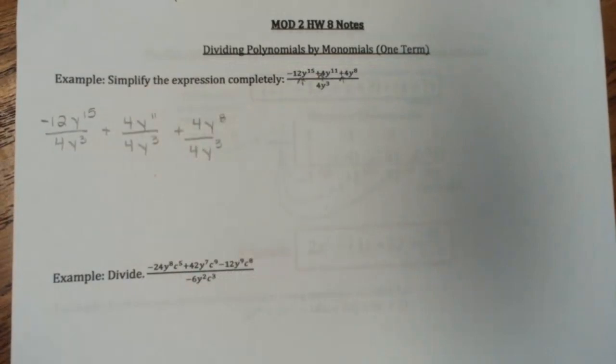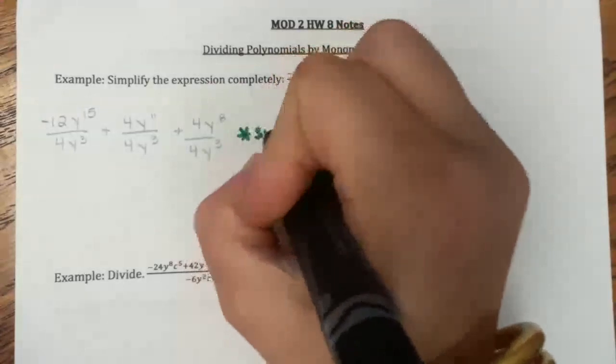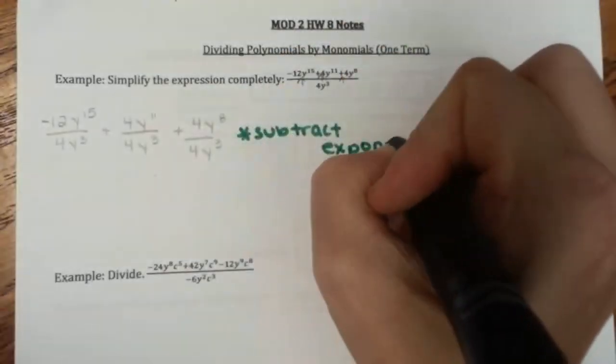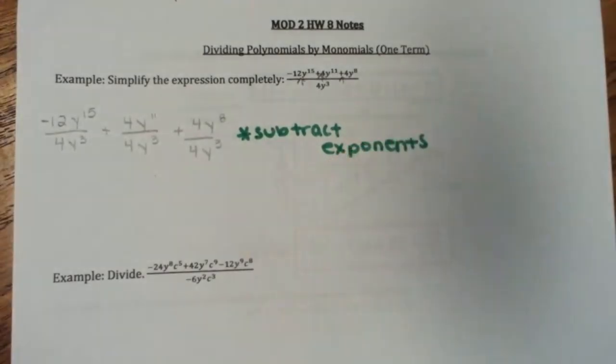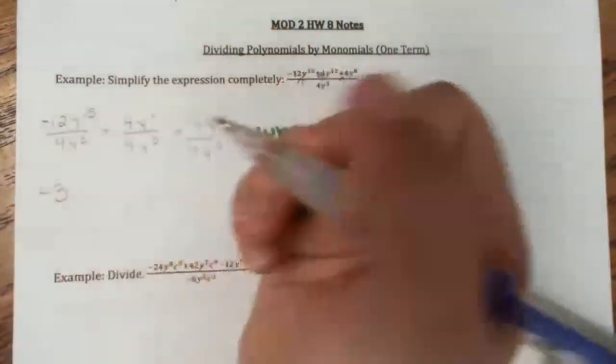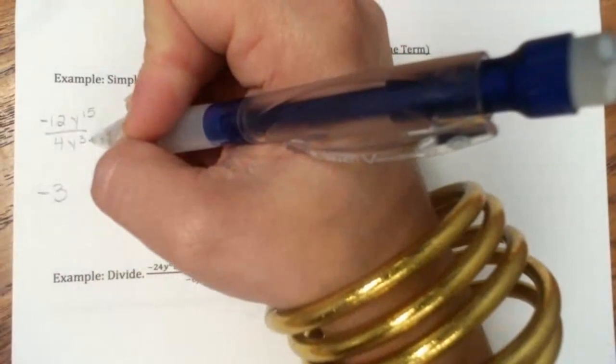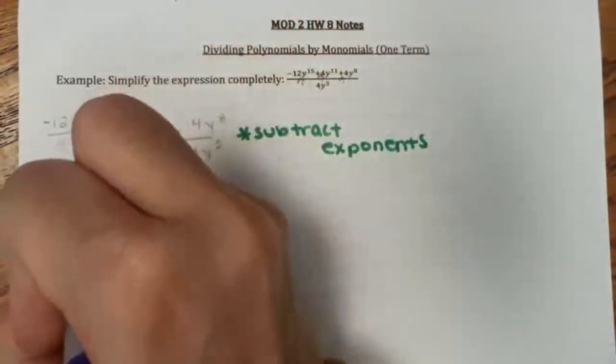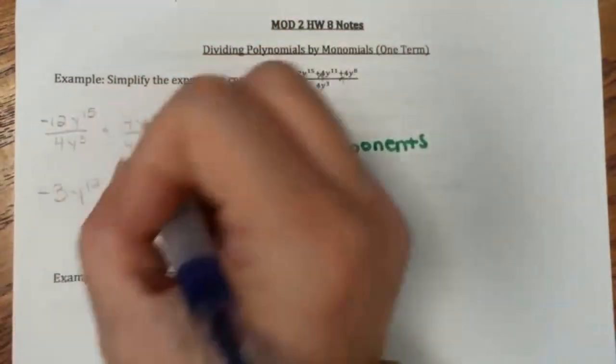So we separated it. Now it's just going back to homework 5, properties of exponents. We can divide by subtracting our exponents. So subtract the exponents. So we have negative 12 divided by positive 4. It's going to give us negative 3. Y to the 15th divided by y cubed, we're going to subtract those exponents. 15 minus 3 would give us 12. So negative 3y to the 12th.